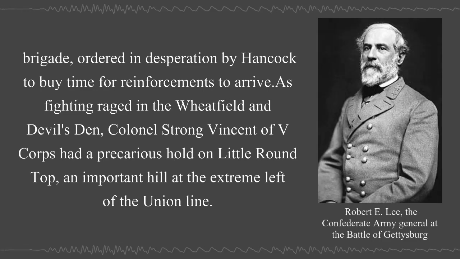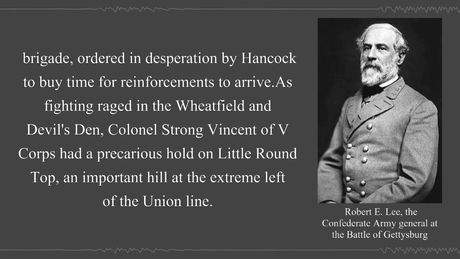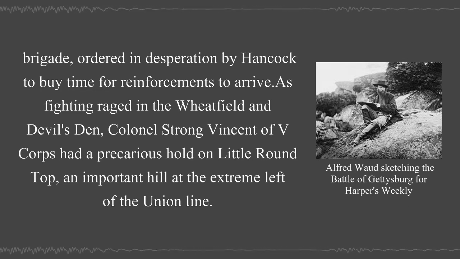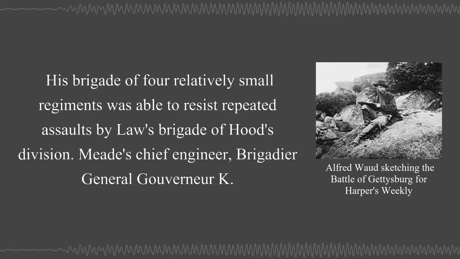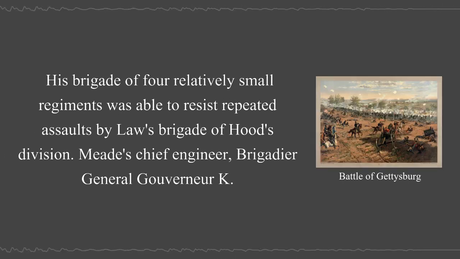As fighting raged in the wheat field and Devil's Den, Colonel Strong Vincent of 5 Corps had a precarious hold on Little Round Top, an important hill at the extreme left of the Union line. His brigade of 4 relatively small regiments was able to resist repeated assaults by Law's brigade of Hood's division.